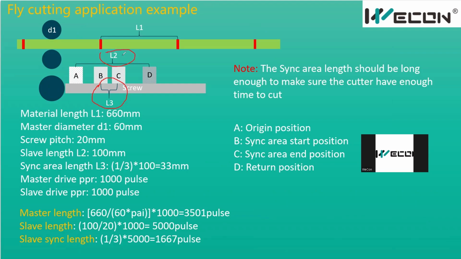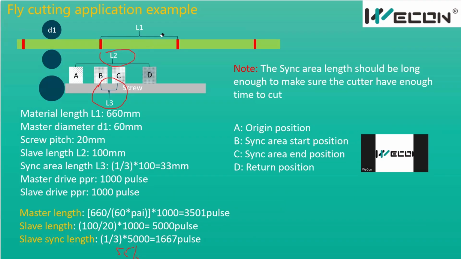If the time is not enough, you need to increase the length of L2. Or you can maybe set 50% here to make sure the length of L3 is long enough for your cutter to have enough time to cut. And when you calculate it, it will also be affected by the max speed of our encoder, of our master model.